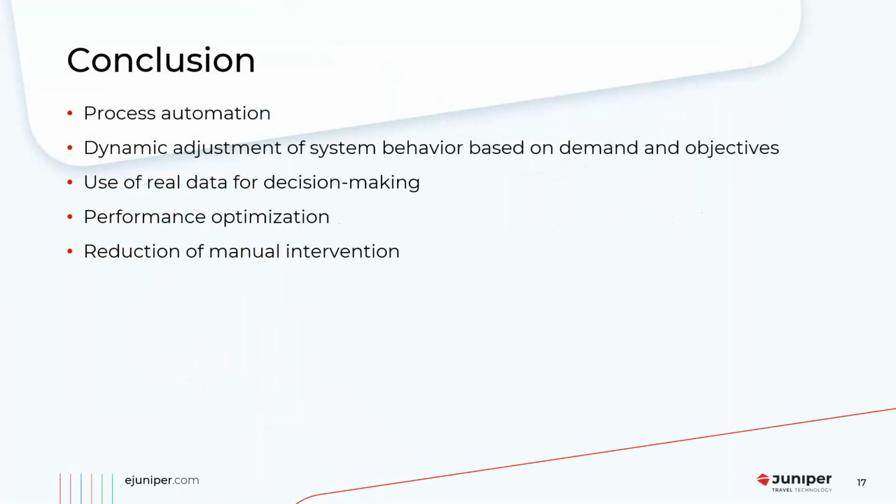Okay, so the Smart Booking Engine optimizes the operation of the Juniper booking engine through automation, data analysis, and dynamic rules that adapt to demand and operational goals. This data-driven approach improves efficiency, balances system load, and enables more accurate decision making. So overall, it helps manage the system's performance more efficiently while reducing manual intervention.